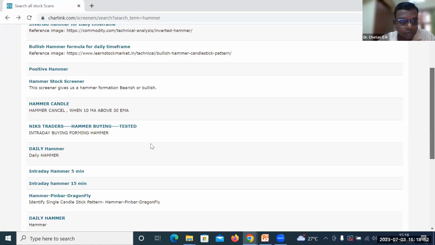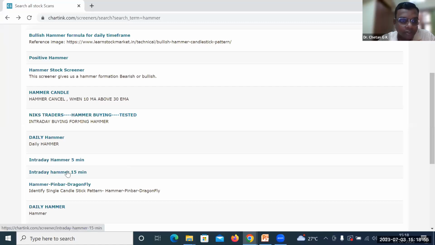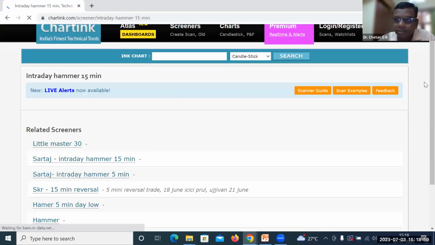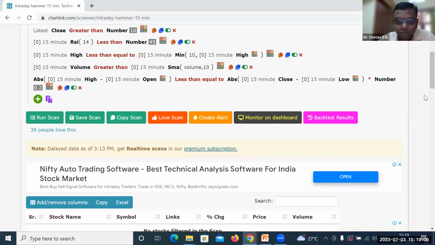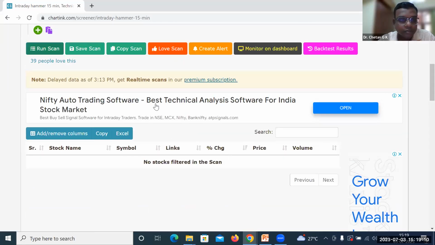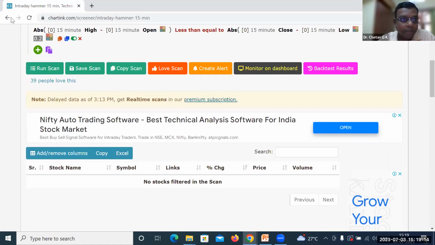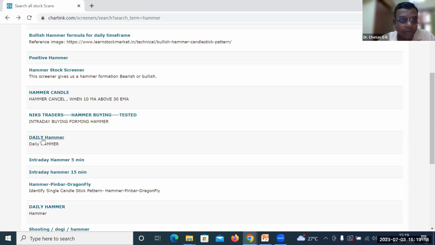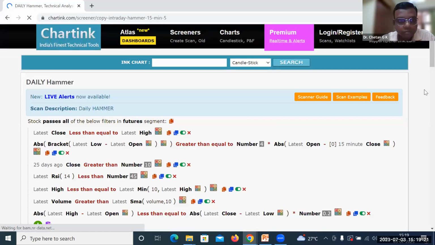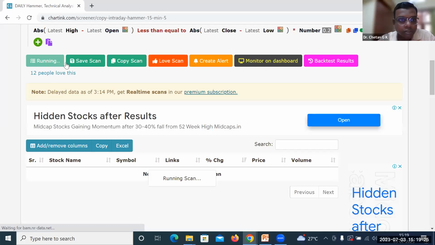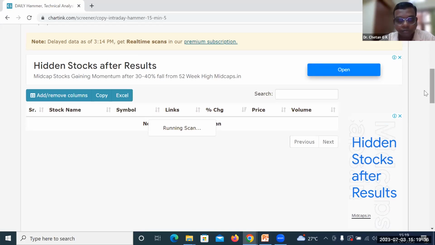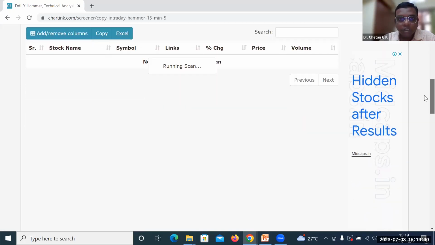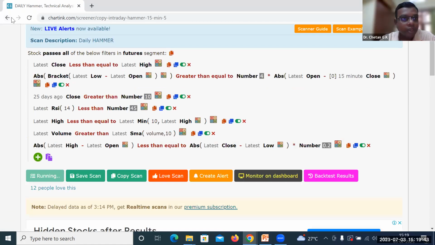You can see intraday hammers, they use it for 5 minutes also. Let us go for intraday scan of 15 minutes. So run scan. You can see there is no list which is visible here. So let us go back. So daily hammer, there is one more. Scan is running here. Okay, so looks like it is scanning for more time. And let me go back.